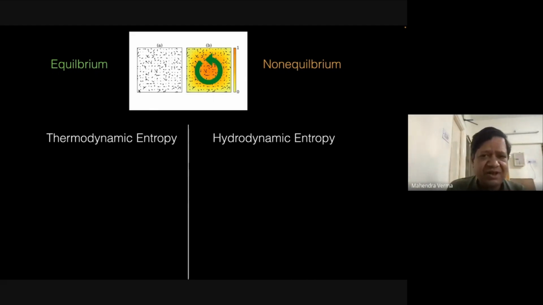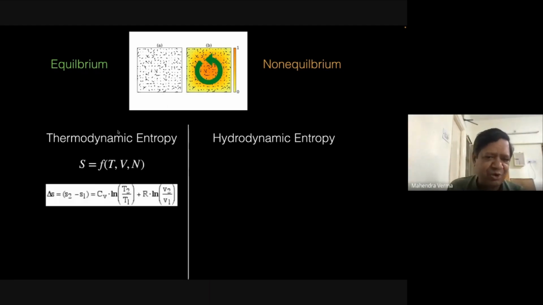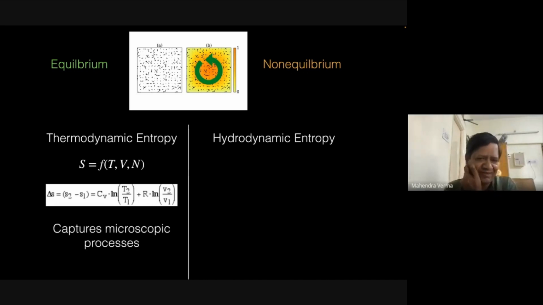So this is for a system in equilibrium, a gas in Brownian motion. That's what you should think of. Entropy is a function of temperature, volume, and number of particles. There's a formula derived by Boltzmann, Gibbs, and so on, and this captures a microscopic process very well. Here it is in equilibrium, so there's no energy transfer, no energy flux, and so on.